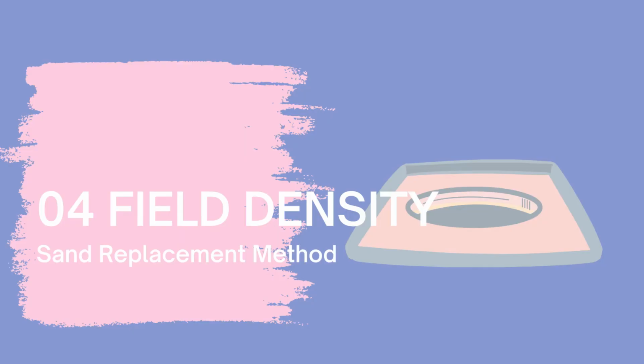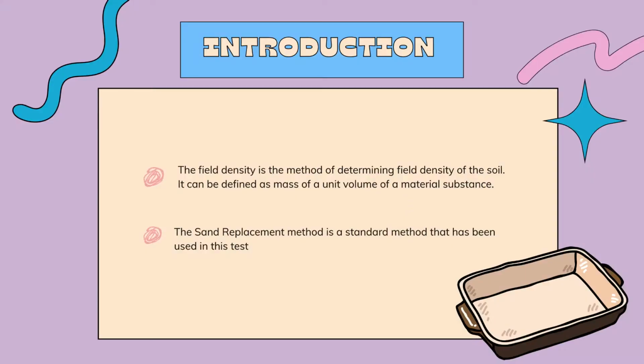For the fourth experiment, I'm going to explain about the field density test. This field density is the method of determining the field density of the soil and can be defined as the mass of unit volume of a material substance. The sand replacement method is one of the standard methods that has been used in this test.